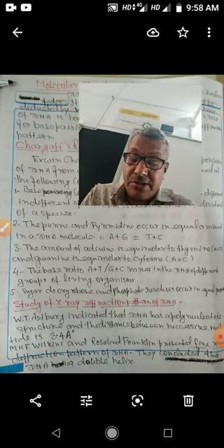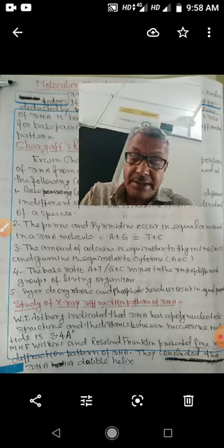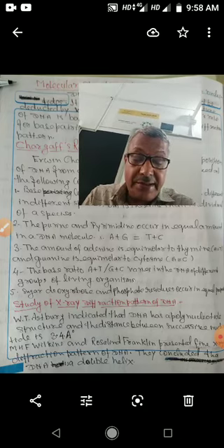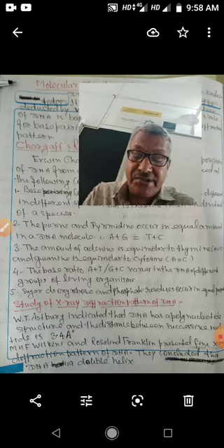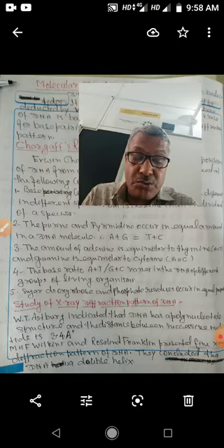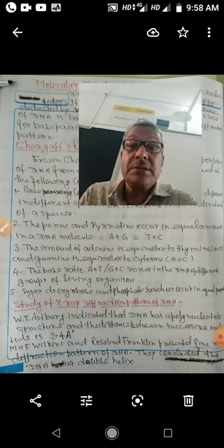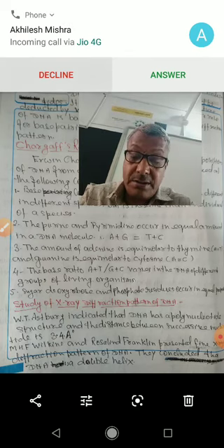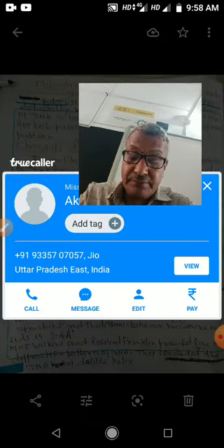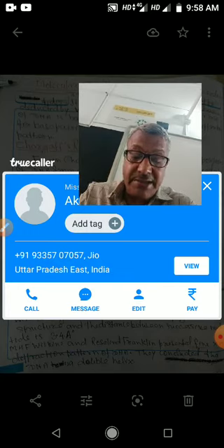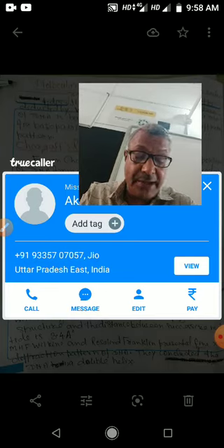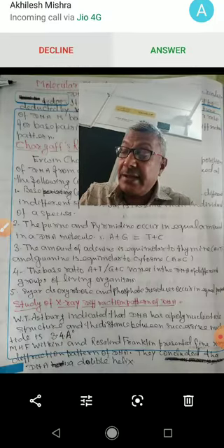W.T. Astbury indicated that DNA has a polynucleotide structure and the distance between two successive nucleotides is 3.4 angstrom. M.H. Wilkins and Rosalind Franklin presented a fine X-ray diffraction pattern of DNA. They concluded that DNA is a double helix.